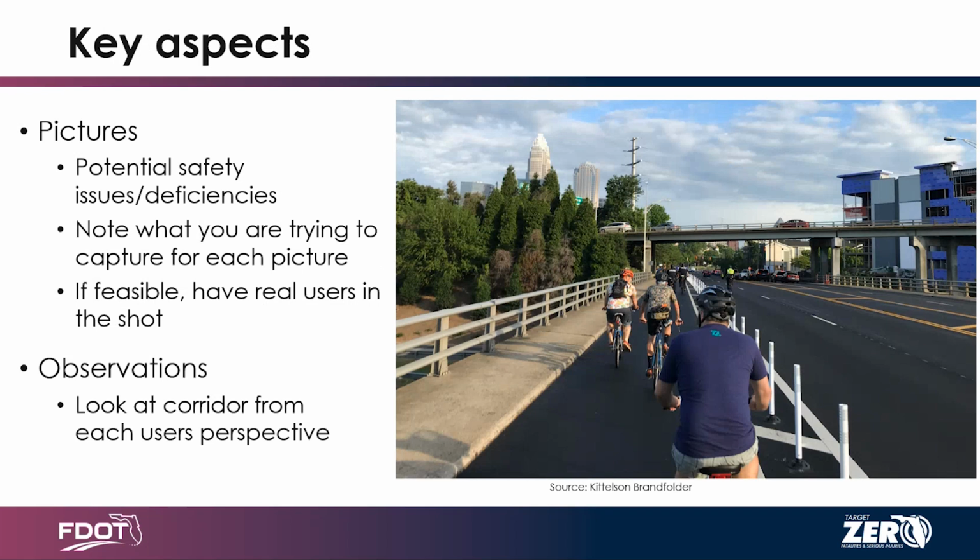We're going to go over now the key aspects. So pictures are a great thing for safety field review. You're going to go out in the field. You want to take pictures of what you're actually seeing, pictures of any safety issues, defects. It'd be awesome to get actual road users of all types. So for this picture, we have bicyclists in the protected bike lane. See how users are actually using the corridor or the intersection.